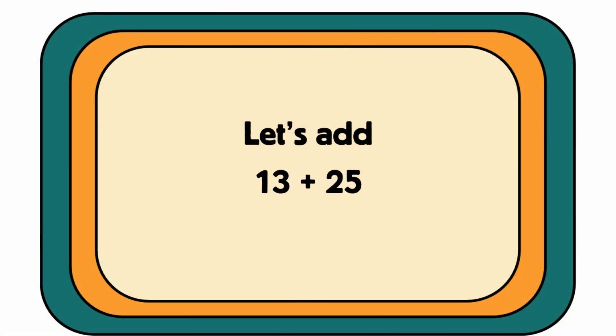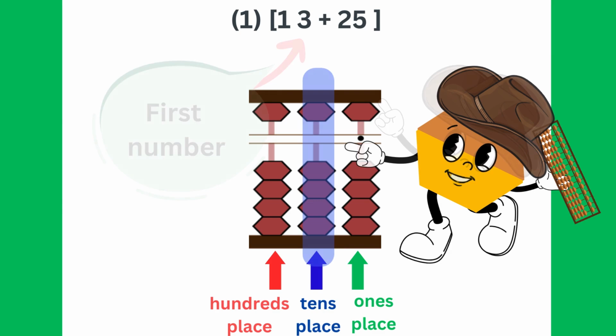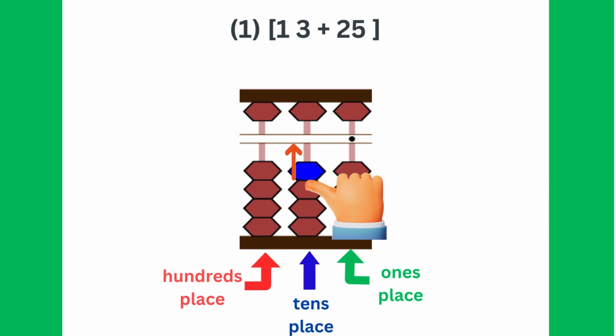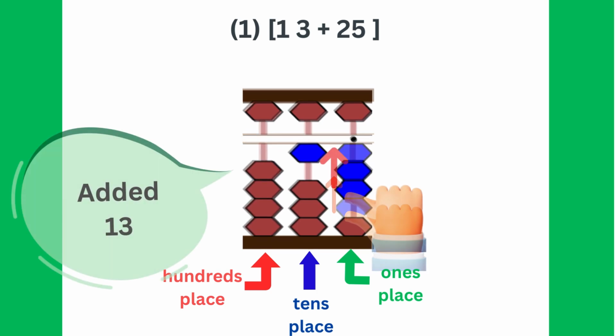Let's add 13 plus 25 on the abacus. The first number is 13. The highest digit is the tens place. Therefore, move one lower bead in the tens column towards the bar. Then move three lower beads in the ones column towards the bar.